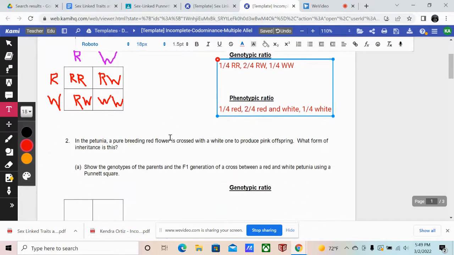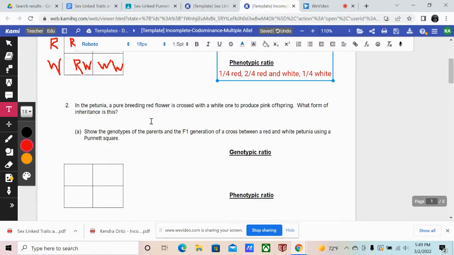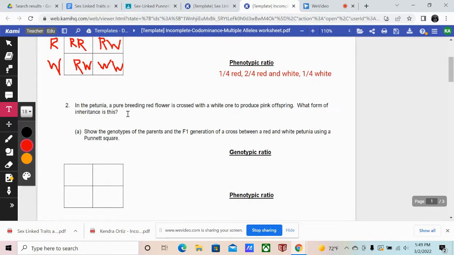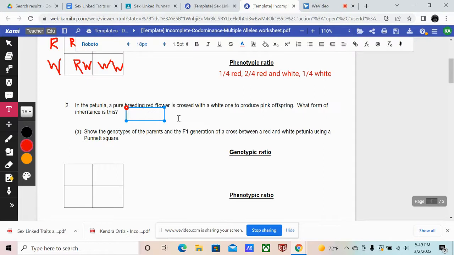All right, now this is going to be kind of the opposite thing. In petunias, which is a flower, if you breed a red flower and cross it with a white flower, you get pink flowers. So now you're not getting red and white. Now the colors are blending together. If you put red paint and white paint and mix them together, you're going to get pink. And that's not codominance. With codominance, you would get red and white. When you get pink, that's called incomplete dominance.